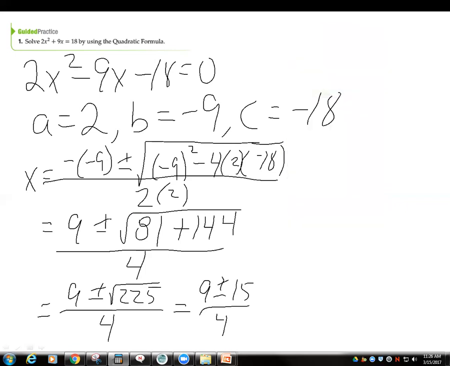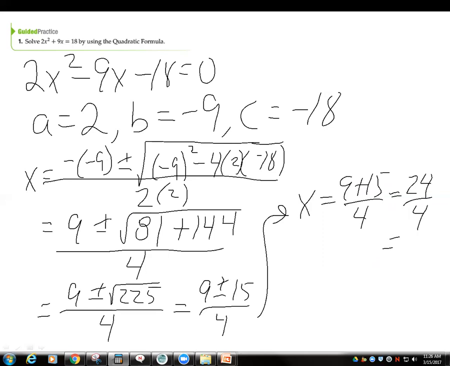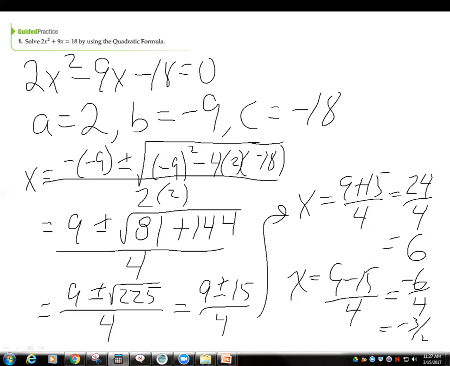So move that out of the way. You end up with x equals 9 plus 15 over 4. So 9 plus 15 is 24 over 4, which is 6. Or x equals 9 minus 15 over 4, which is going to be negative 6 over 4, or that reduces to negative 3/2. Now, it's okay to have a fraction as your answer. Okay, you can even get decimals, like crazy decimals and square roots and stuff, and we'll talk more about that in a little bit. Alrighty?